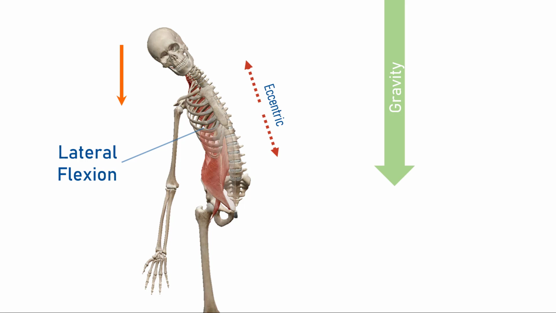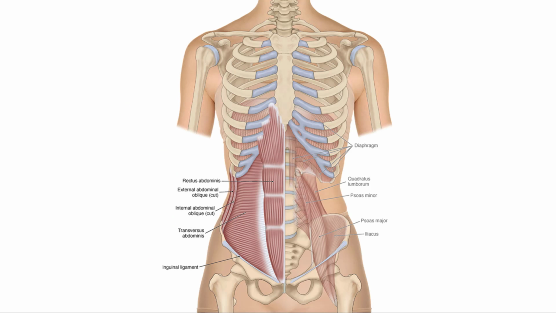So it's going to be the lateral flexors, not on the right side, but on the left side, the opposite side, because of the orientation of gravity. We'll start looking at the abdominal cavity first, and we'll look at the abdominals, usually referred to as the anterior muscles, but they really are lateral.